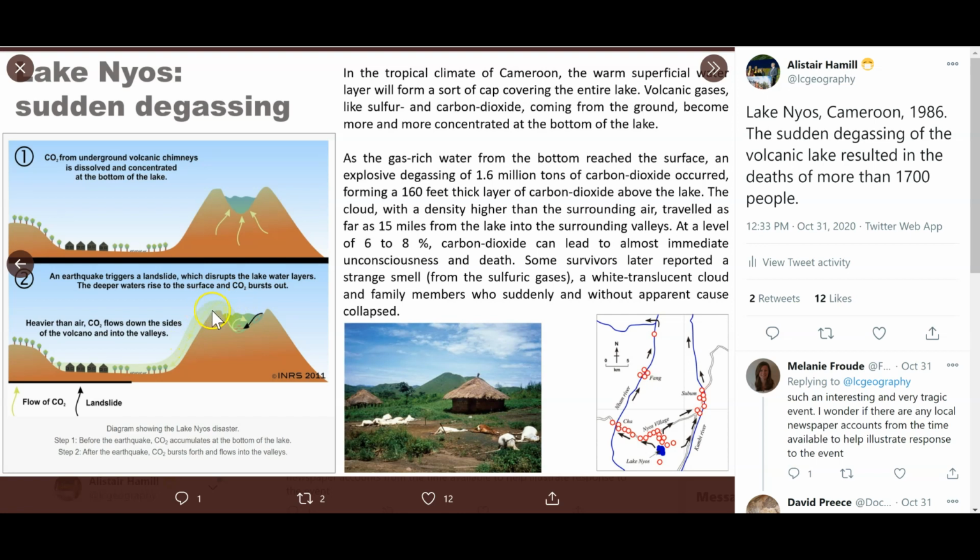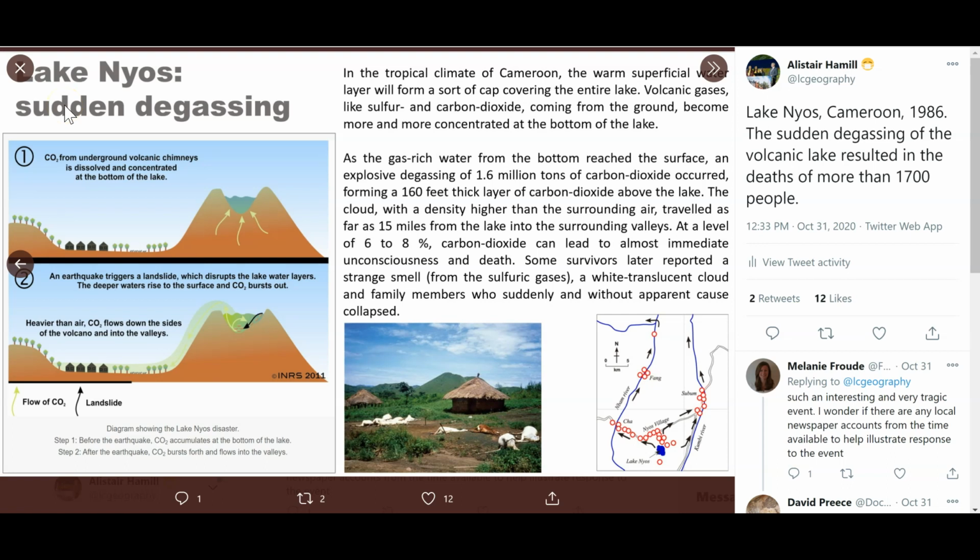Carbon dioxide is denser than air, so it flowed down the side of the volcano and travelled for about 15 miles. Now, carbon dioxide is a trace gas in the atmosphere, less than 1%. The percentages here, 68%. Carbon dioxide leads to almost immediate unconsciousness and death. And you had devastating impact here as it just came out and killed so many people and animals in the surrounding area.